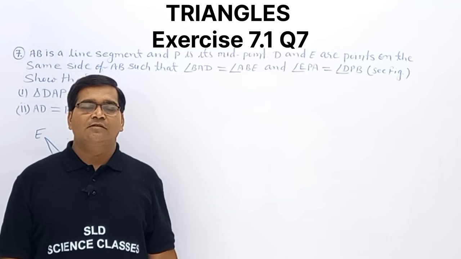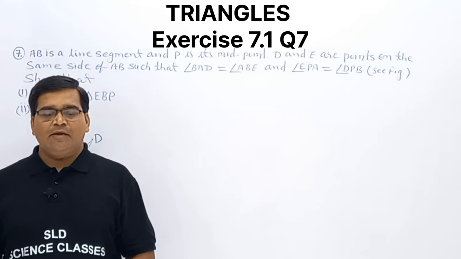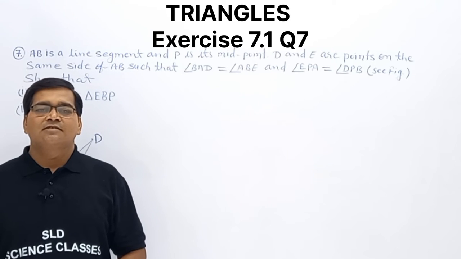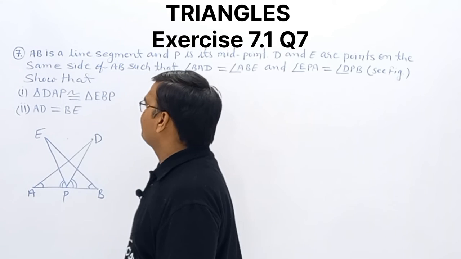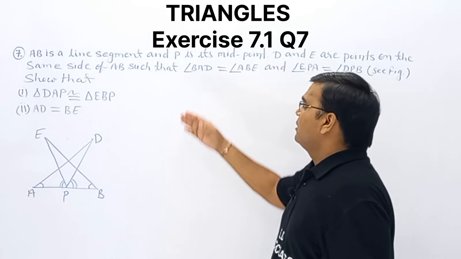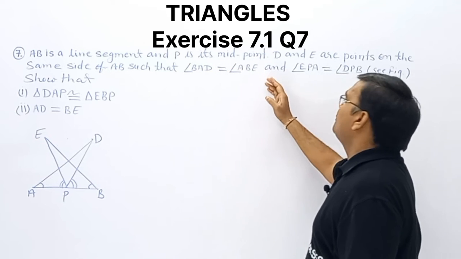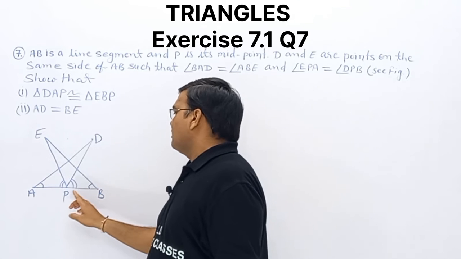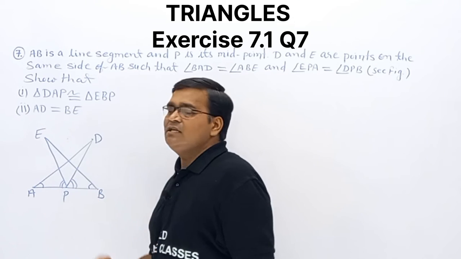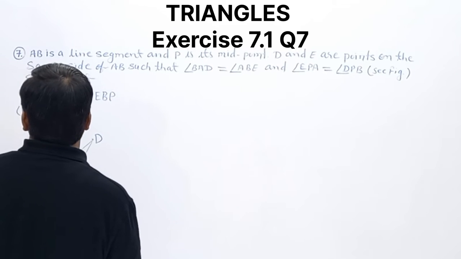In this class, we will discuss question number 7, exercise 7.1, triangles. What about this question? AB is a line segment and P is its midpoint. So, what can we say?